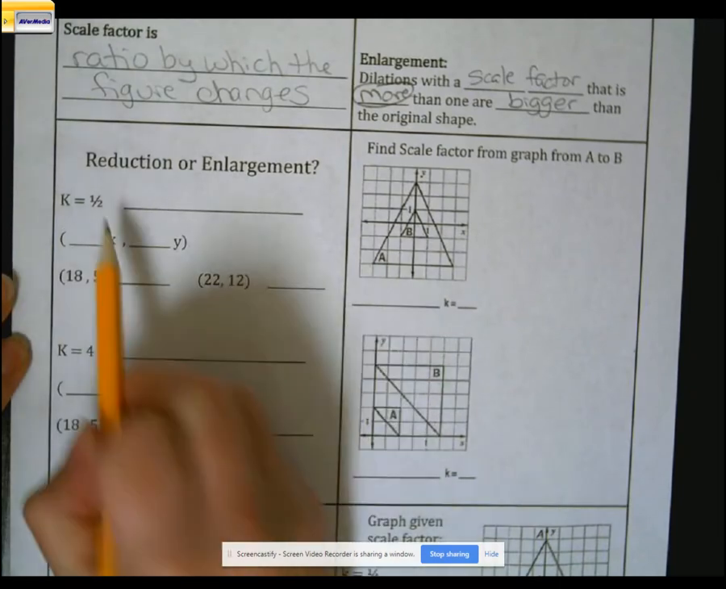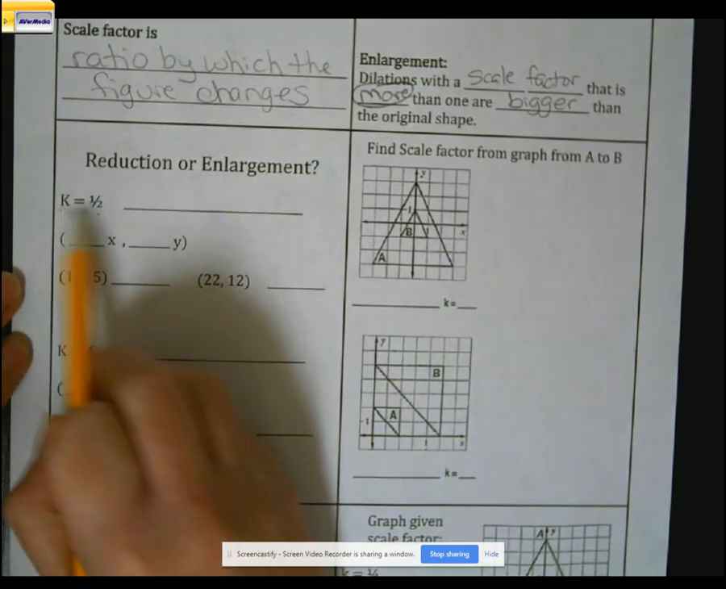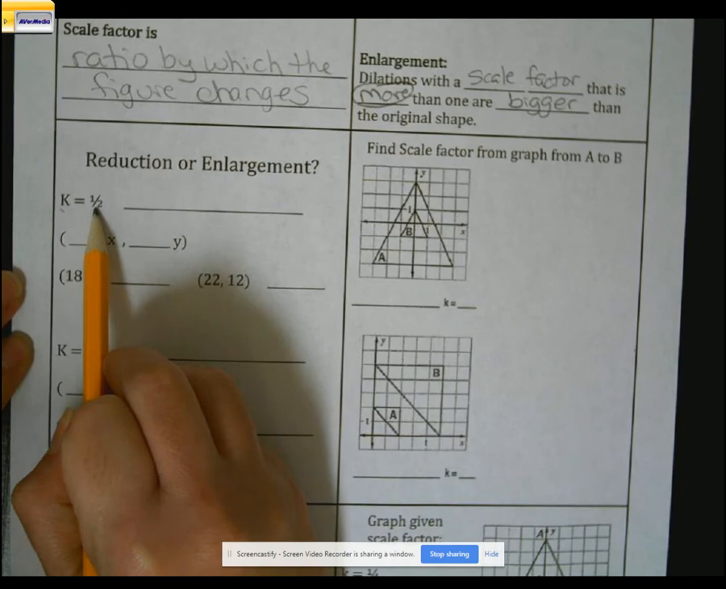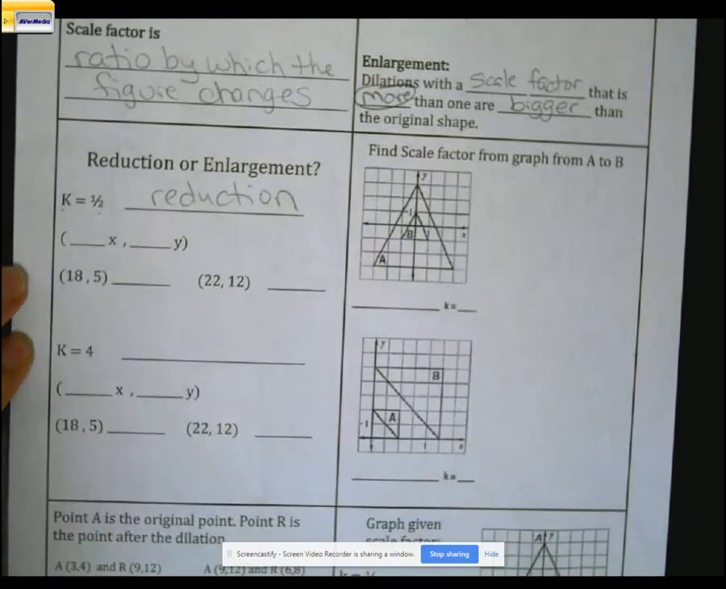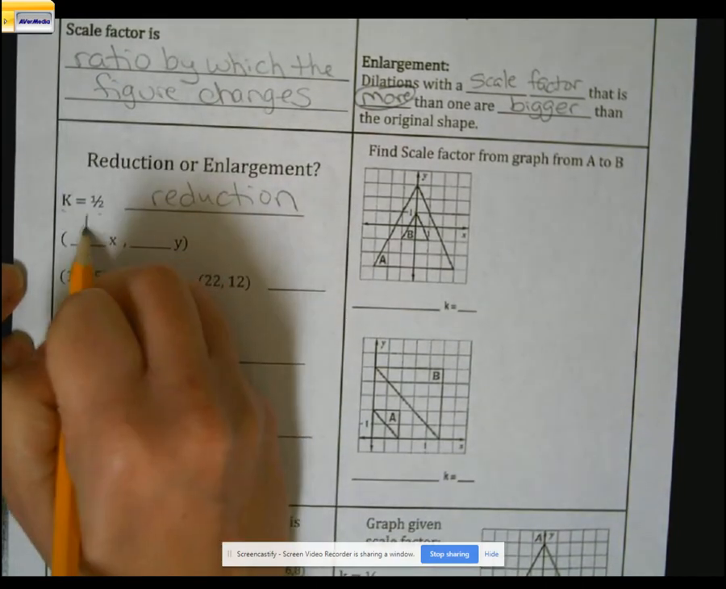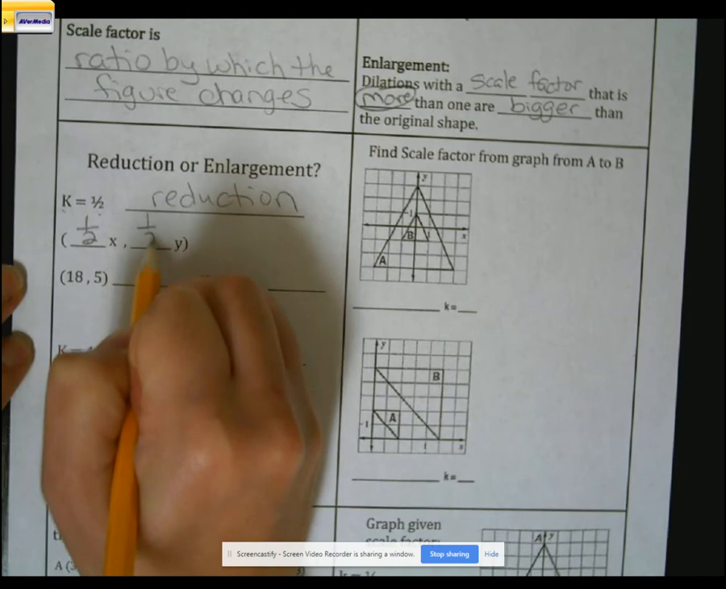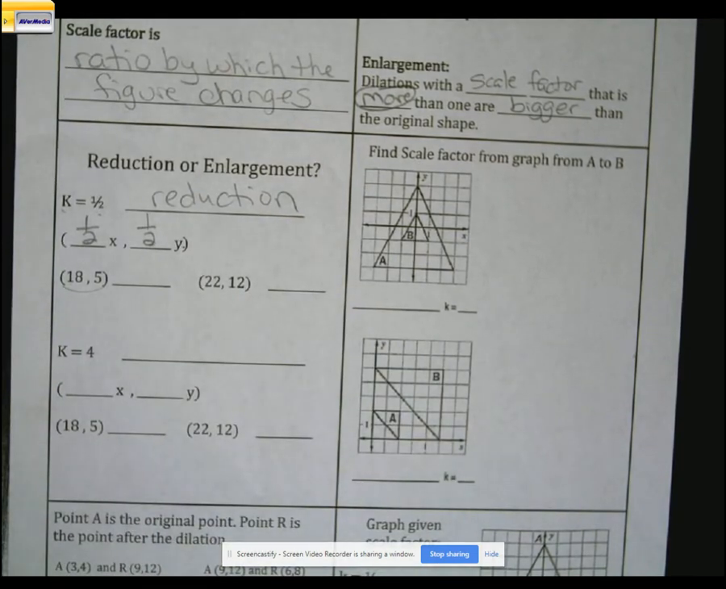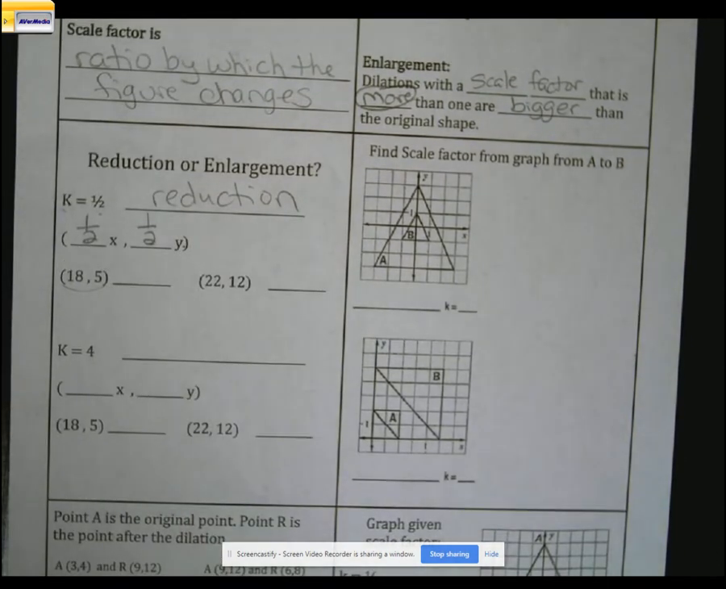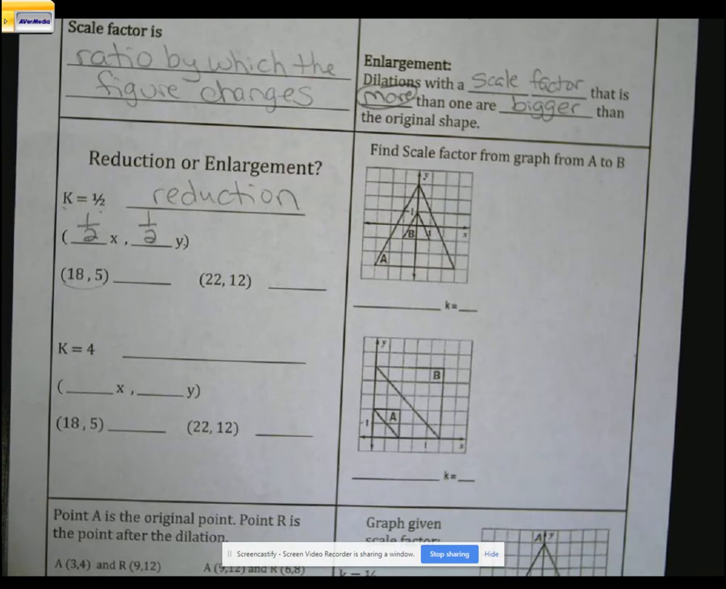So reduction or enlargement, first of all. k is the scale factor. So k is 1/2. It is less than 1. So this is a reduction. I'm going to put the scale factor here, 1/2 of x, 1/2 of y. Then I'm going to take this ordered pair, 18, 5. To find the new ordered pair after I reduce it, I'm just going to multiply each one by the scale factor, which is 1/2.